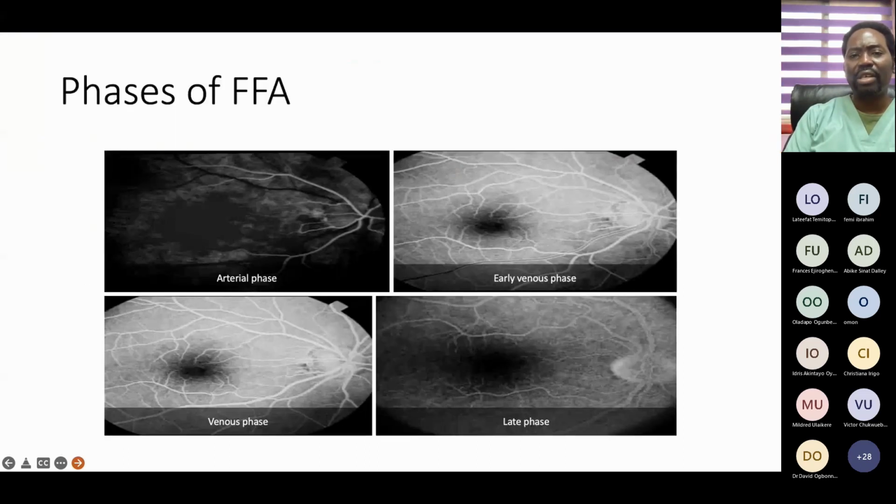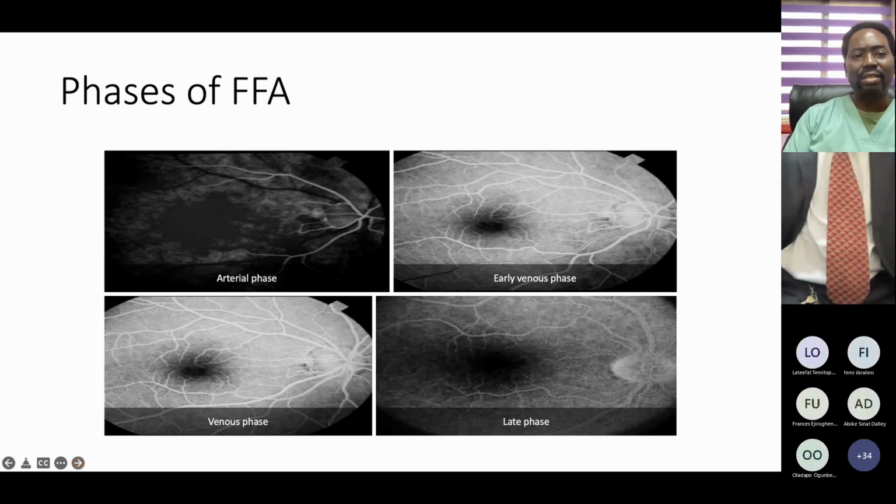So the phases of a fluorescein angiography: the first phase actually will be when it gets into the choroidal circulation, because it gets into the choroidal circulation before it gets into the retinal circulation.